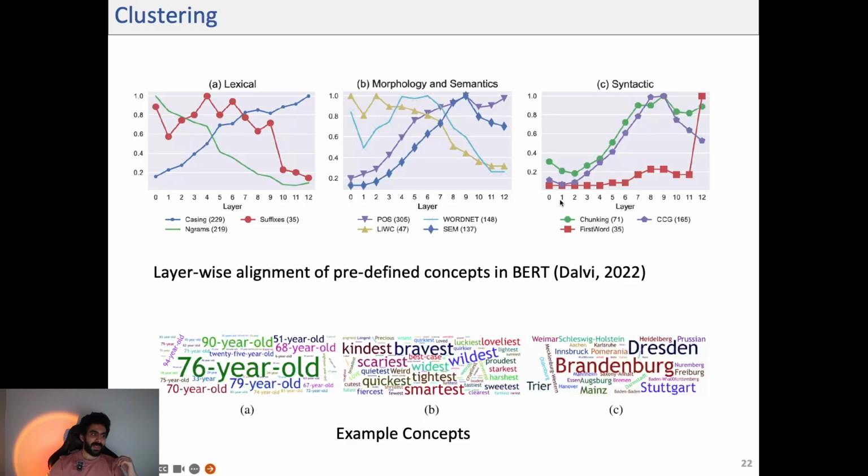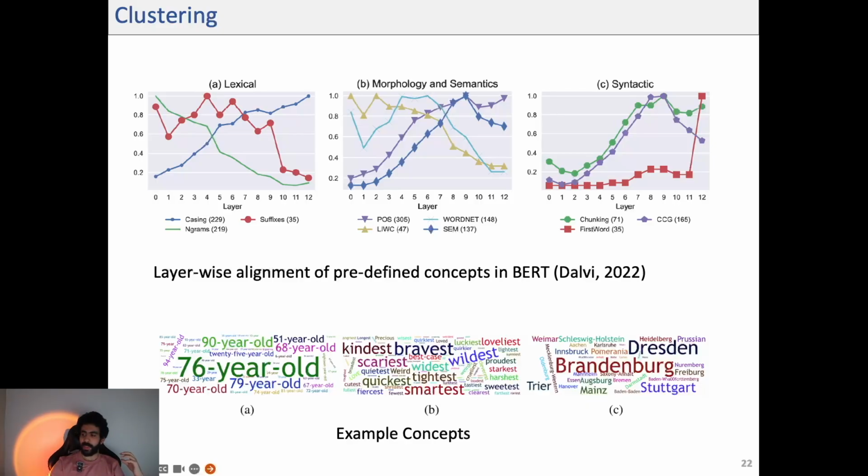Now let's take a look at the bottom word clouds. At the bottom, we see examples of the kinds of concepts BERT has organized. On the left, we have a cluster of ages, like 90 years old, 76, 75, 33, and so on. In the middle, we see descriptive adjectives like smartest, bravest, cutest. And on the right, we see place names, mostly German cities and regions. So this shows how embeddings group related ideas together and how the structure grows deeper and more meaningful as you move through the layers.